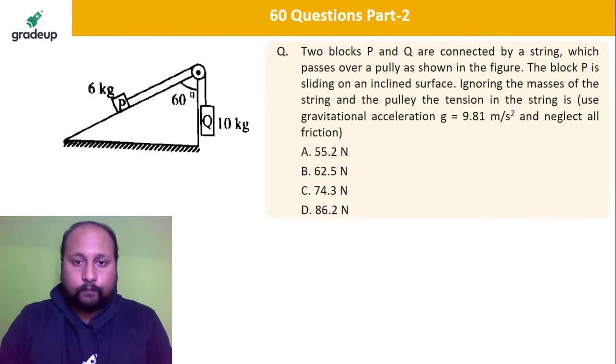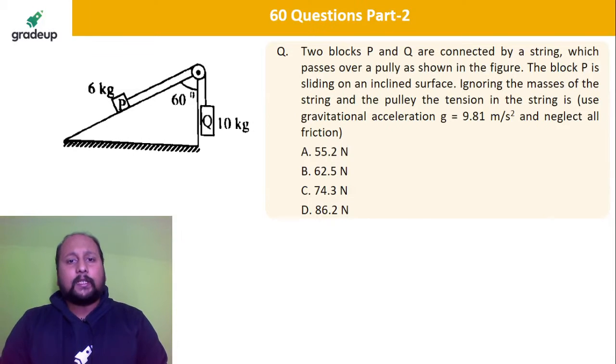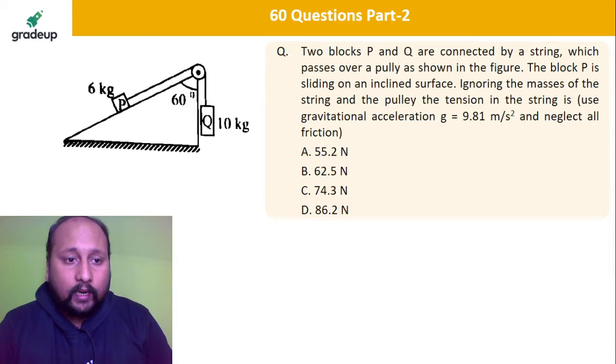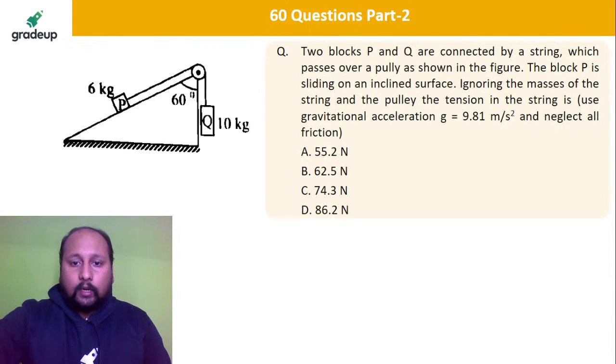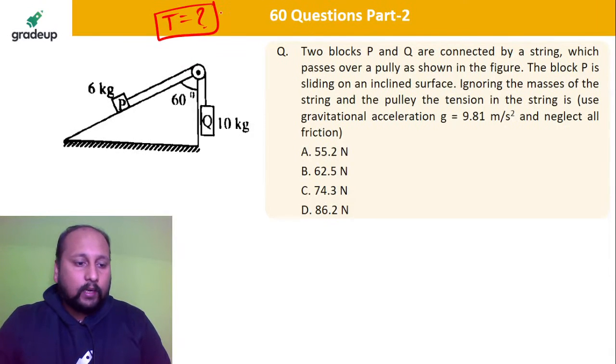Next question. Very easy problem. D'Alembert's principle. Two blocks P and Q are connected by a string which passes over a pulley as shown in this figure. P is sliding on an inclined surface, ignoring the mass of the string and the pulley. Okay, you have to calculate what is the tension in the string.